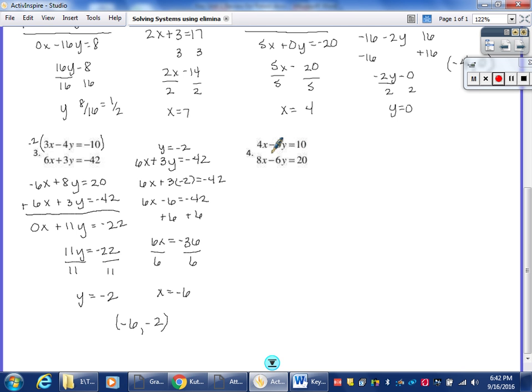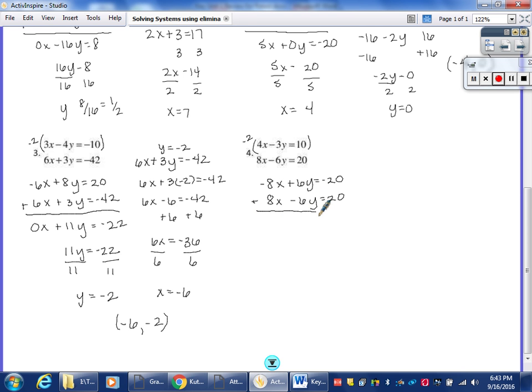I'm looking at this, and I see that both of these variables will cancel out easily. We have done 2 x's, so we'll do y this time. Now these y's have the same sign, so I need to change one of their signs. I'm going to multiply this top by negative 2. And what I get here is negative 8x plus 6y is equal to negative 20. And 8x minus 6y is equal to positive 20.